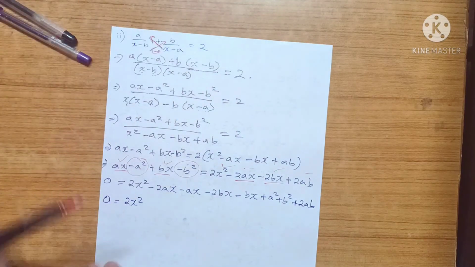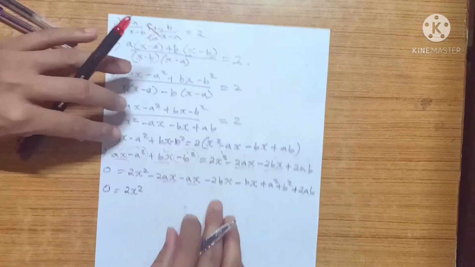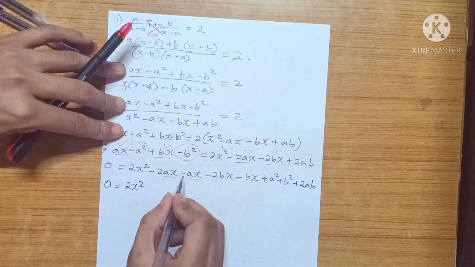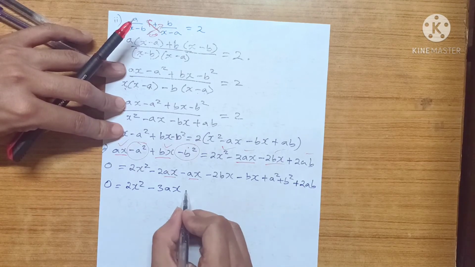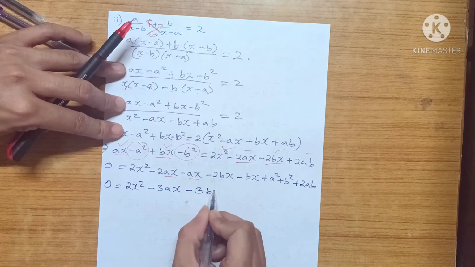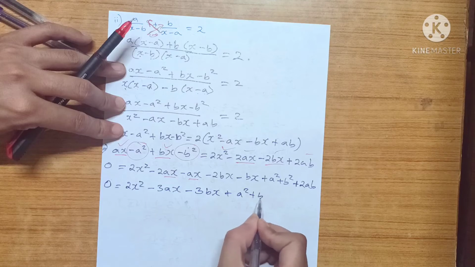Now we know that these two are like terms. See, it's ax and ax. These are like terms. So we know that we can add and subtract these two. So minus 2ax minus ax becomes minus 3ax. Minus 2bx minus bx becomes minus 3bx. And then these things are still just remaining.